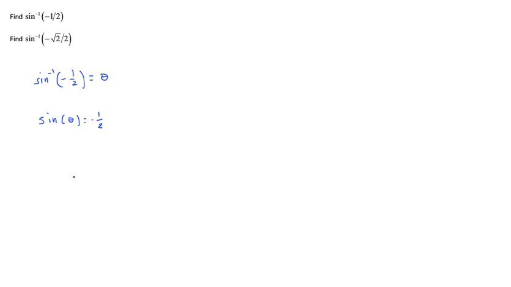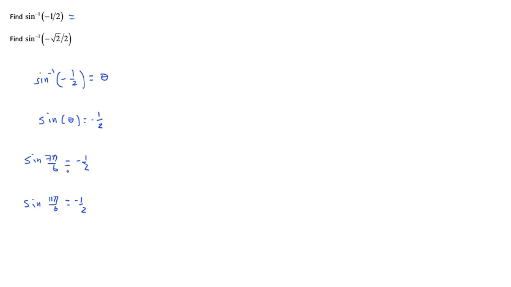Now, if you look at the unit circle, it turns out that the sine of 7 pi over 6 is equal to negative 1/2, and the sine of 11 pi over 6 is also equal to negative 1/2. So that's the question: does that mean we have two answers here? Does that mean this equals 7 pi over 6 and 11 pi over 6? And the answer is no.